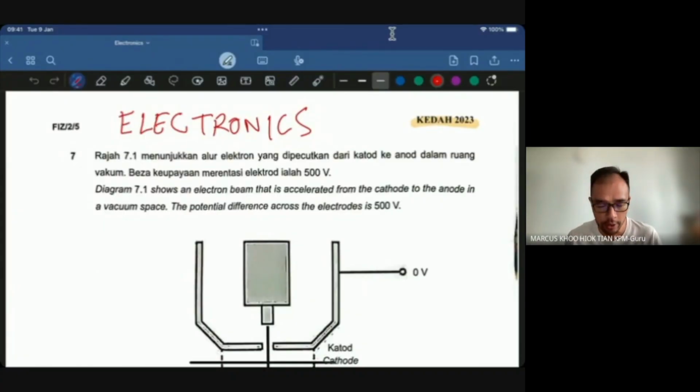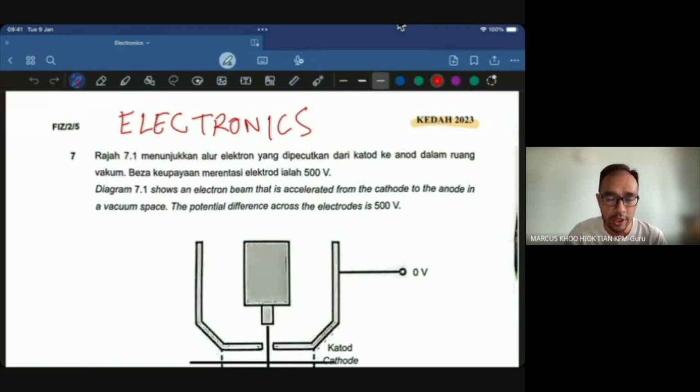Okay, so today we're going to go into this topic, which is electronics. For us, this is a topic that we actually just brushed through due to the lack of time. So I hope that today's session will be beneficial, at least for us to know what to focus on and what to know regarding this topic. All right, let's begin.